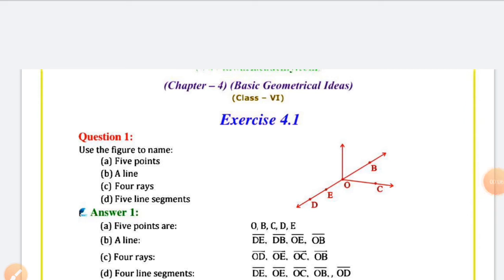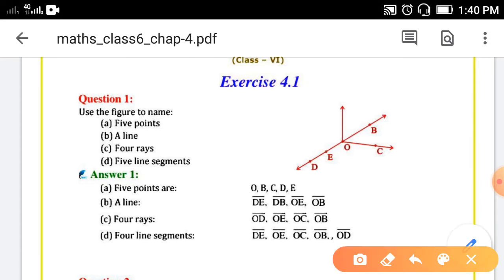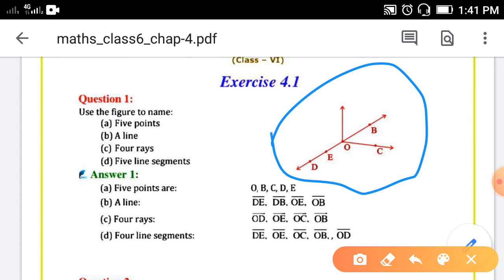So in the previous video lecture, we have studied some basic theories of this lesson. Today we will start exercise 4.1. Question number 1. Use the figure to name. Here one figure is given, you have to see and give the answers of all 4 questions.